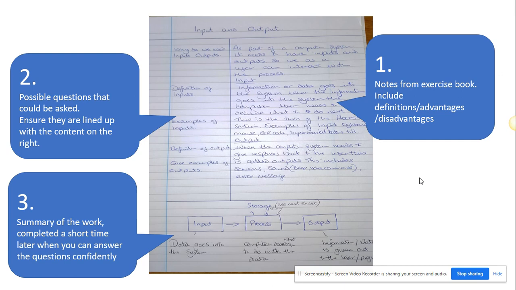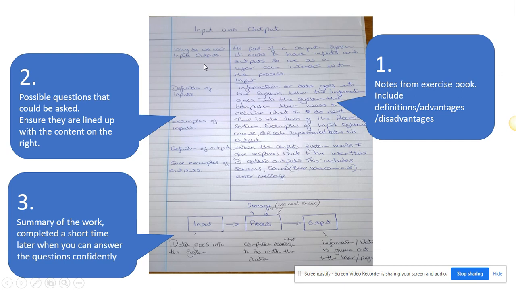So my first section, I've taken a simple topic, inputs and outputs. I've given a very small introduction, some information about what inputs are, a definition and then examples, and then taking outputs, what is it, and some examples. So that's your first section.